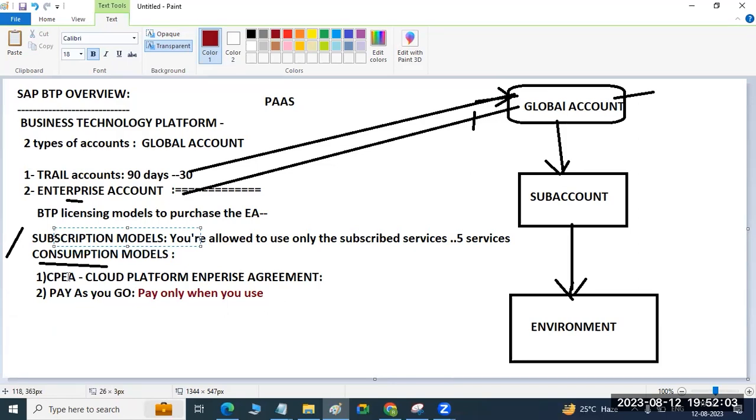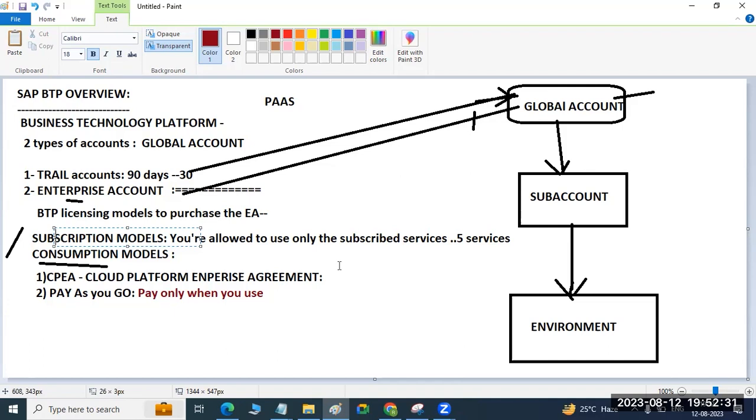CPA means you have an agreement with the customer: annually I want to use this many services. This is the agreement, you will take it out. You can use whatever services you want on the BTP side. You can go with the CPA model. You have the top up, you will get some credits, discounts. So it's the annual commitment of services, a kind of prepaid investment in the form of cloud credits.